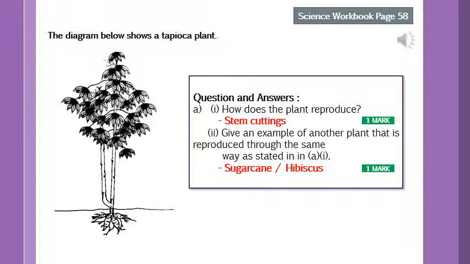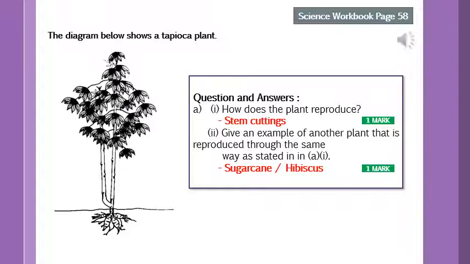So let's read. The diagram below shows a tapioca plant. So what is a tapioca plant? Do you know what tapioca is? In Malay, tapioca plant is ubi. And for Chinese it is mushufen. For those of you who want to search for a picture of the tapioca plant, feel free to search for the picture on Google after the lesson ends.